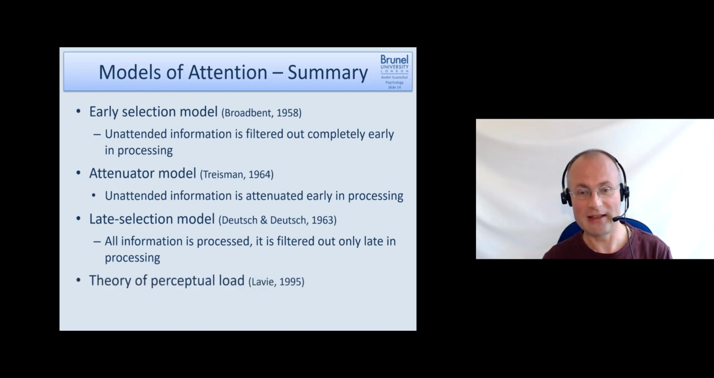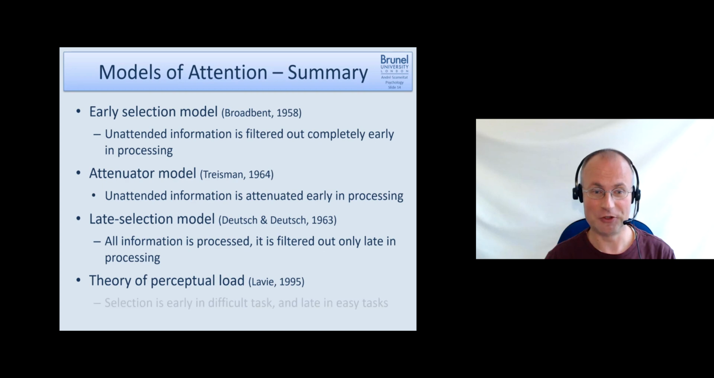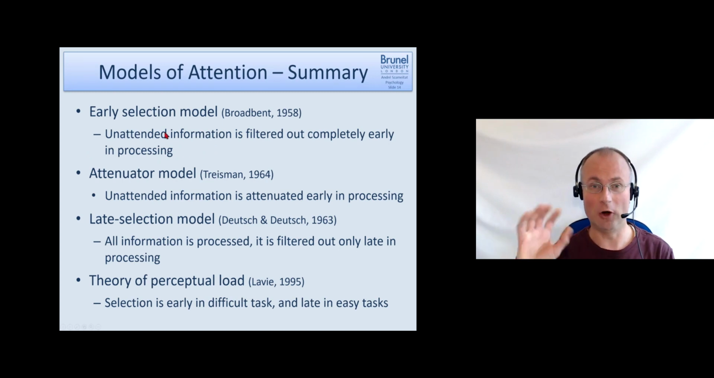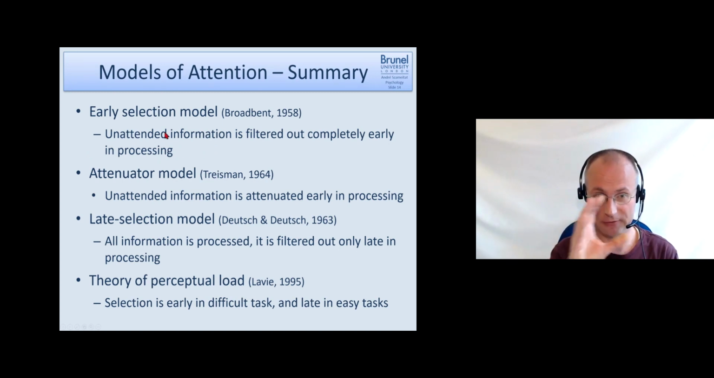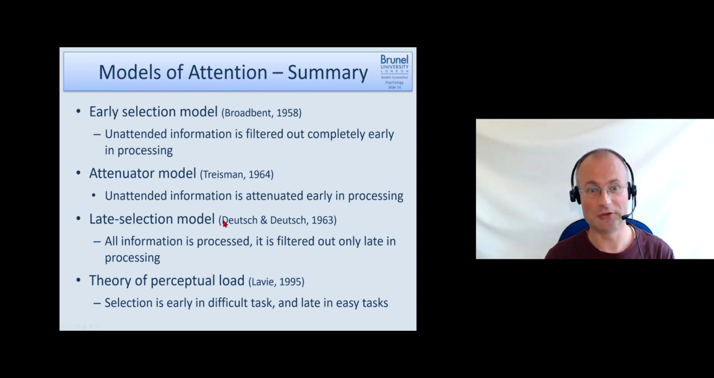And then finally, because there's evidence for both, Lavie proposed the theory of perceptual load, which says that selection is early in difficult tasks, because we need all resources to do the task. We can't afford late selection, which is very resource demanding. And when the tasks are easy, then we engage in late selection and can make sure we process as much information as possible.